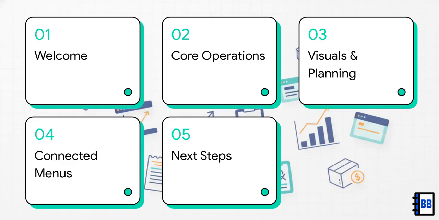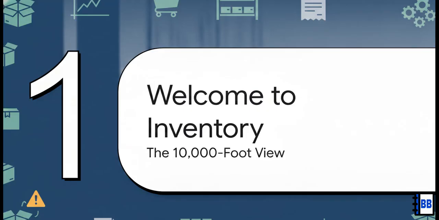So here's our game plan for today. We're going to systematically walk through the navigation pane from top to bottom, starting with a quick 10,000-foot view of inventory management, hitting your daily workbench for core operations, exploring the analytics, zooming out to the connected ecosystem, and then getting you set up for your very first practical task. All right, let's jump straight into Section 1.